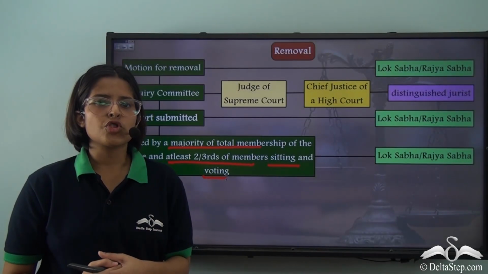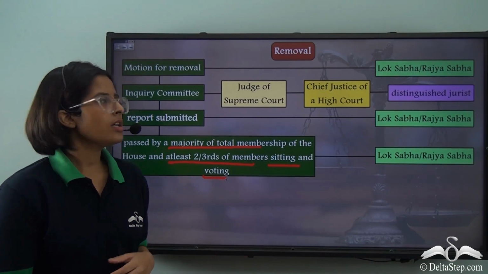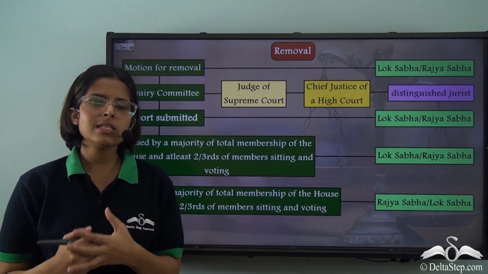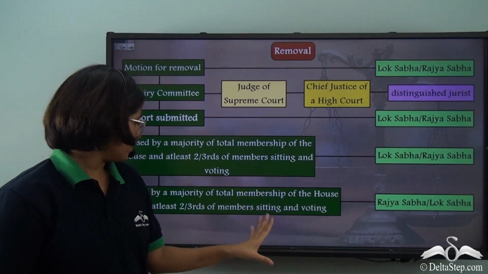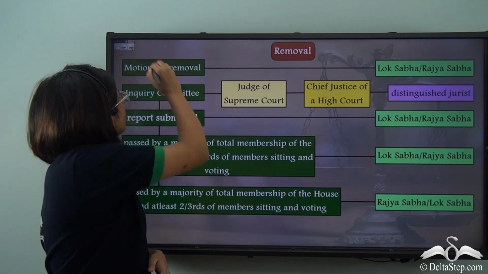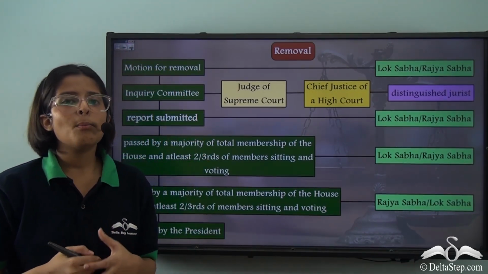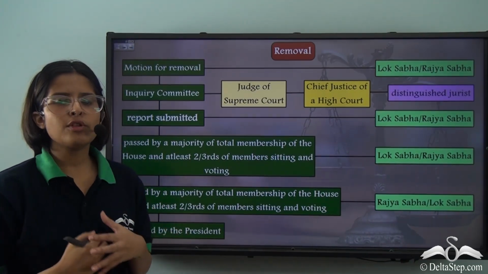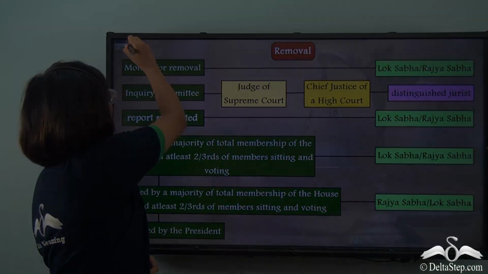Now, after the motion gets passed by the required majority in the Lok Sabha or the Rajya Sabha, it will go to the second house. And in this house, again, it has to be passed by a majority of the total membership of the house and at least 2/3 of the members present and voting. If the motion or the resolution is passed by both houses of the parliament, then the judge is removed by the president and the removal of the judge succeeds.